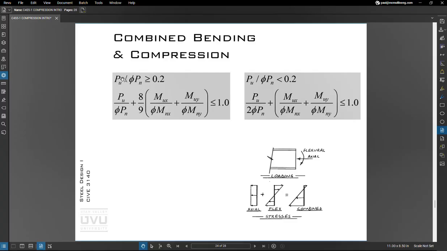So if that ratio is over 0.2, we'll use this equation where we're basically taking the ratio of load to strength, moment to moment strength, moment in the other axis to moment strength. Add those up, less than 1, then we know we have a safe column. And then just a slightly different equation if the axial stress ratio is fairly low.